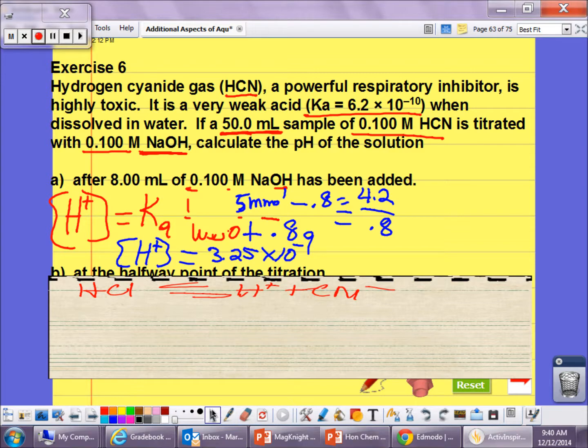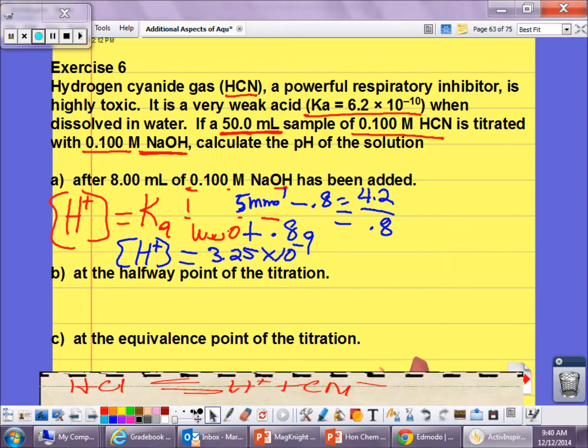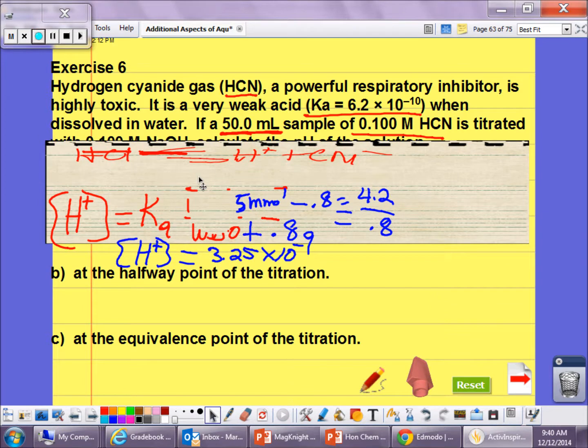Since I already said this is the last one, let's finish it quickly, please. Now the half equivalence point. They ask for the pH. How do we find the pH halfway to the equivalence point? pKa. You don't have to do any math. You just get your Ka and take the negative log of it. So what is the negative log of 6.2 times 10 to the negative 10? It is 9.21. The pH equals 9.21.